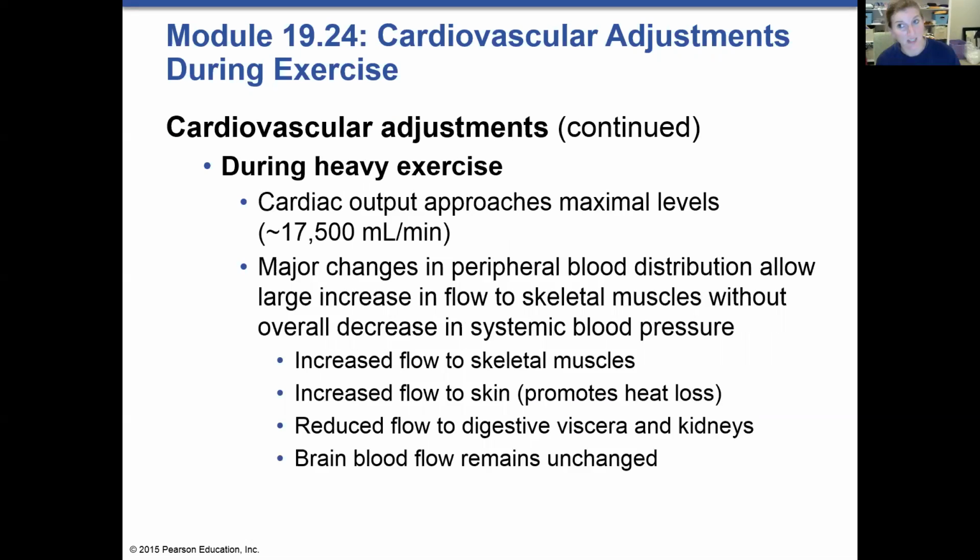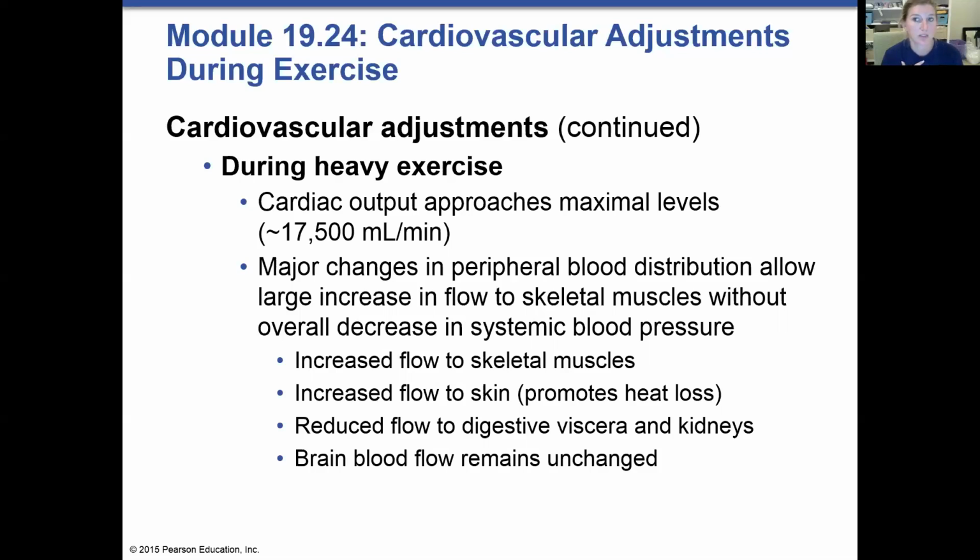Then during heavy exercise, right? So here is where our cardiac output is reaching maximum levels, more than 3 or 4 times what our resting levels are. Major changes in peripheral blood distribution. You have increased blood flow to the skeletal muscles, to help get that carbon dioxide out or that lactic acid out, and help get fresh oxygen into the area so those cells can metabolize.